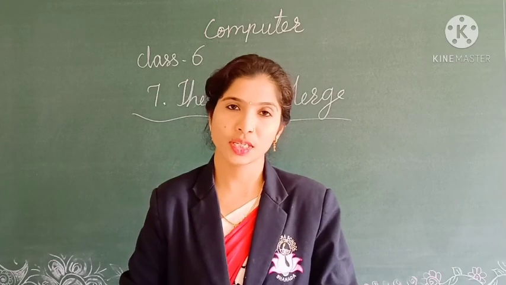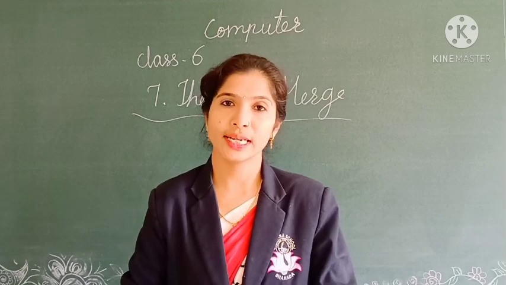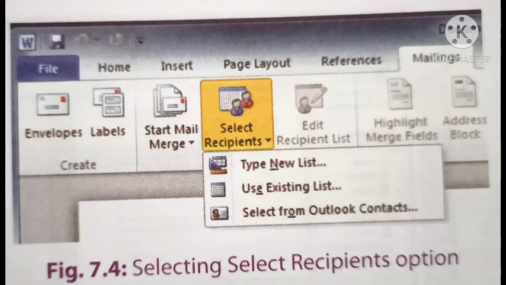Now we are going to see choosing your data source. Once you have selected the type of mail merge, you can make your recipient list or data source. The various steps to select your recipient list: Click on the Select Recipients button from the Start Mail Merge group of the Mailings tab. A drop-down menu containing various options appears.